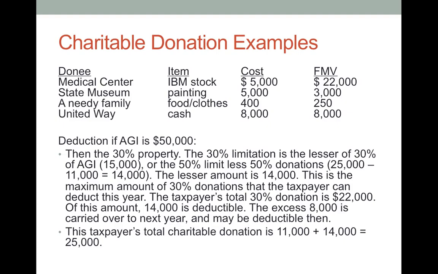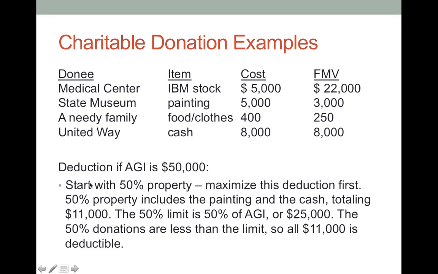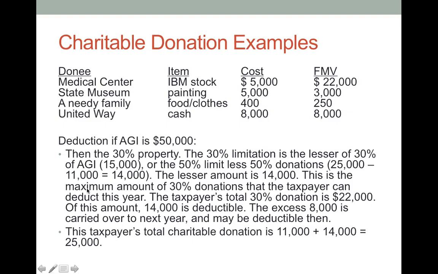So if our AGI is $50,000, the limitation for our 30% property becomes the lesser of 30% of our AGI. In this example, 30% of our AGI becomes $15,000, 30% times $50,000. So our limitation is the lesser of $15,000, or our 50% limit minus our 50% donations. Again, our 50% AGI limit is $25,000, 50% of our AGI. Our 50% donations are $11,000. That's what we just calculated on this slide. We can deduct all of those. So if we take our 50% limit minus our 50% donations, this amount becomes $14,000.